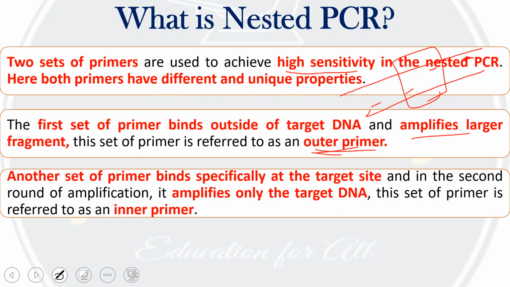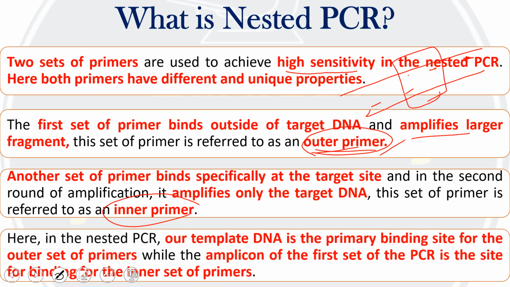The first outer primer binds to our template DNA outside the target DNA and amplifies it. After that, whatever product we get after the first cycle of amplification using the outer primer, we use the second set of primers on that DNA, which binds within the target and amplifies it. So this second set of primers is called the inner primer. First the outer primer is used for amplification, and then the inner primer is used for amplification.